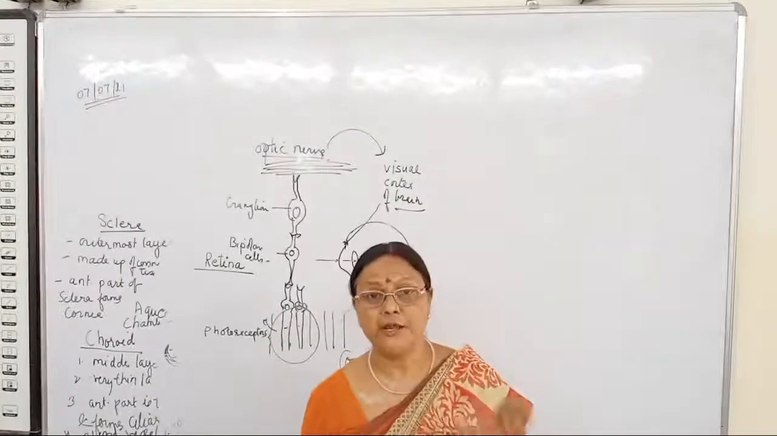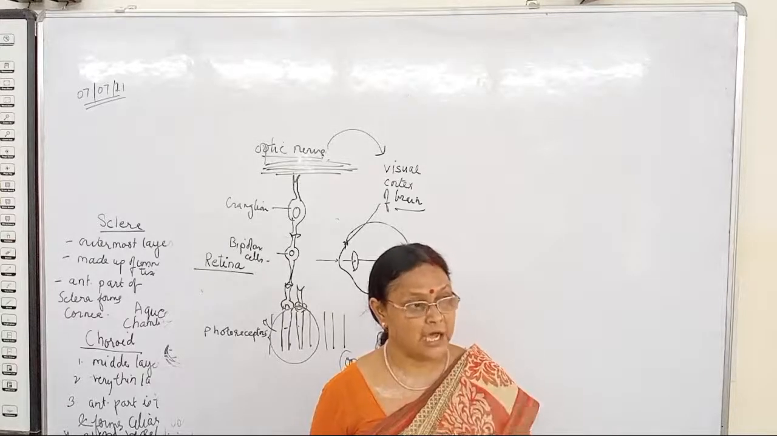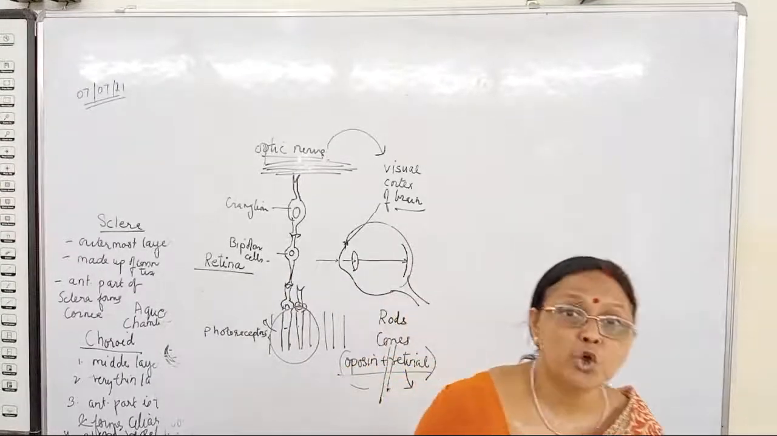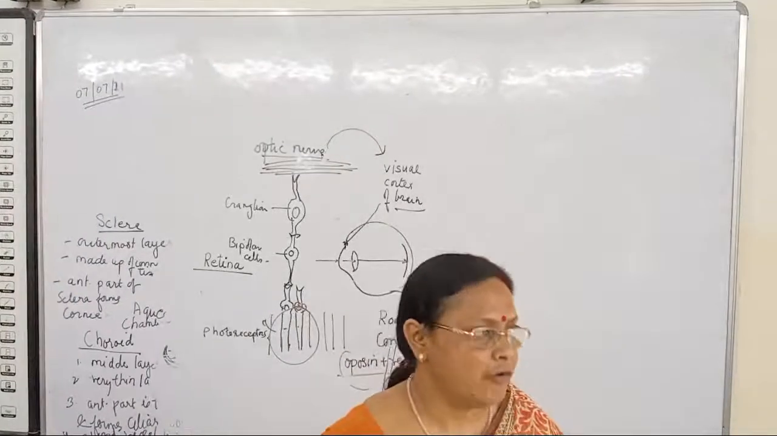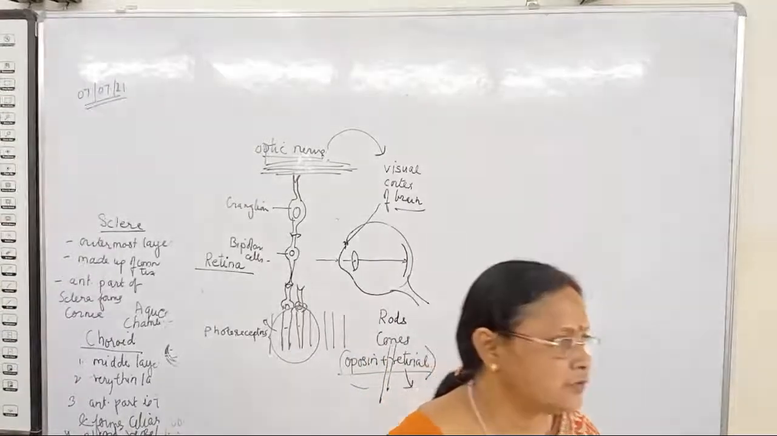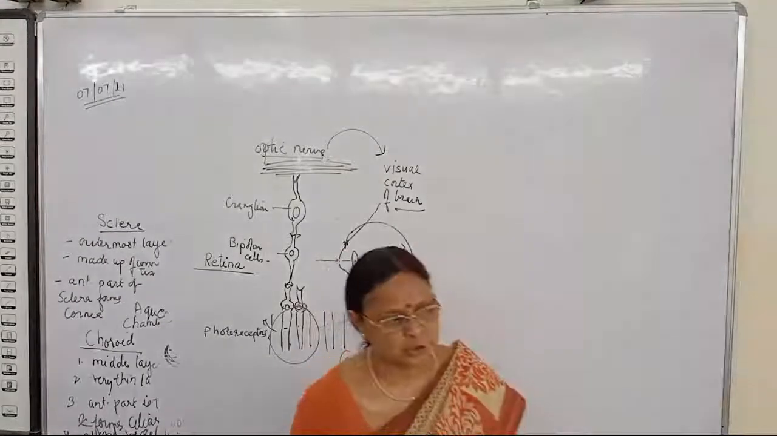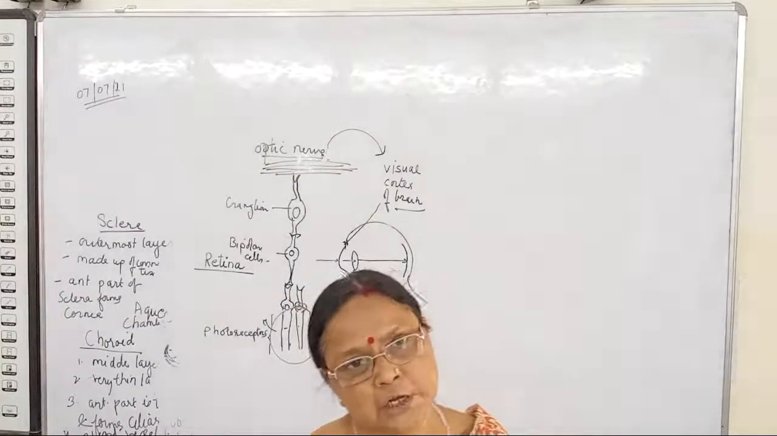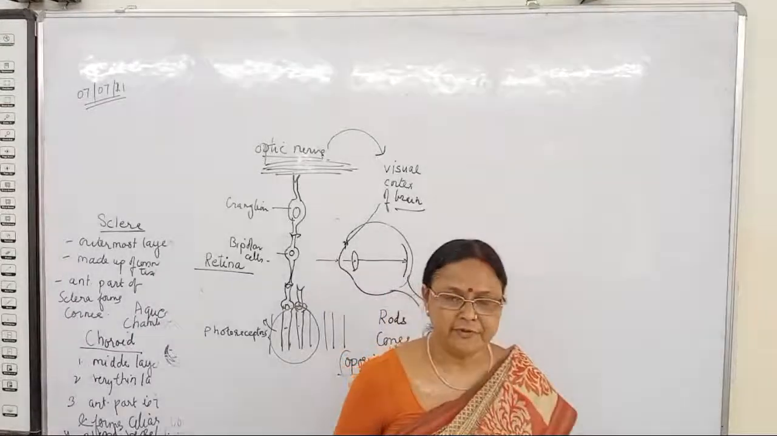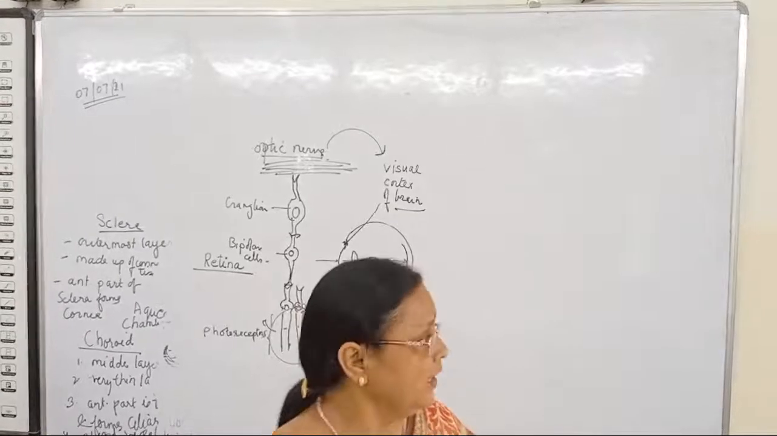Now if we see rods and cones, rods are specialized for sight in dim light, and the cones are responsible for your bright vision and color vision. You have many types of cones: red, blue, green. The combinations of these are responsible for your color vision. Cones are responsible for bright vision, and the rods are specialized for seeing in dim light.